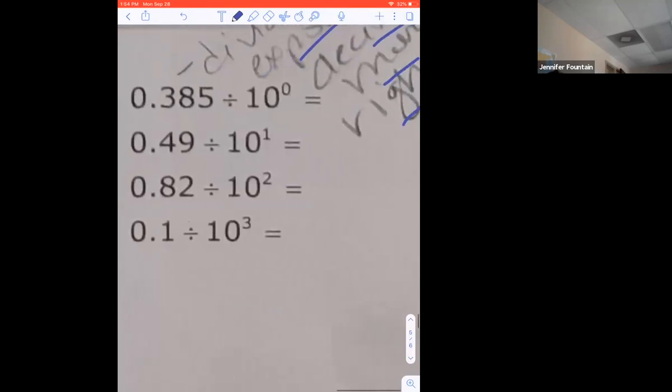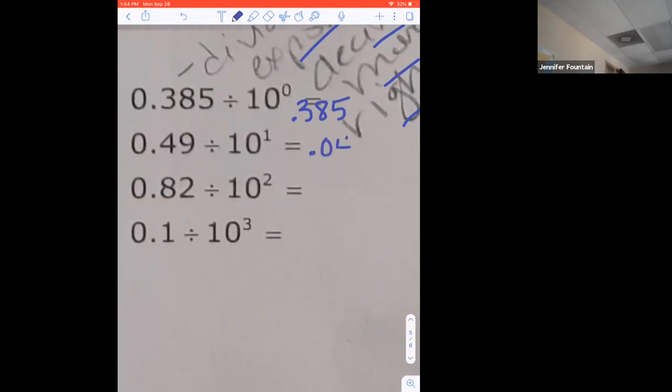All right, last column. And then look up and check your answers. 0.385, 0.049, 0.0082, and 0.0001.